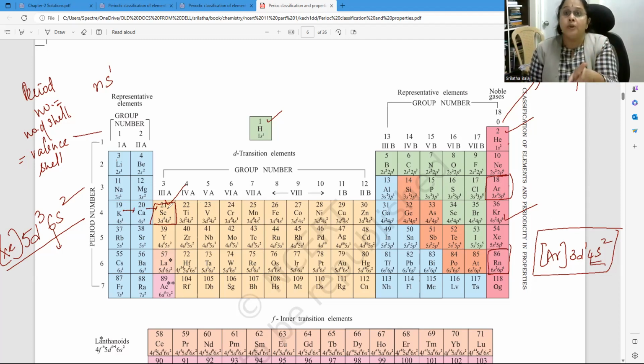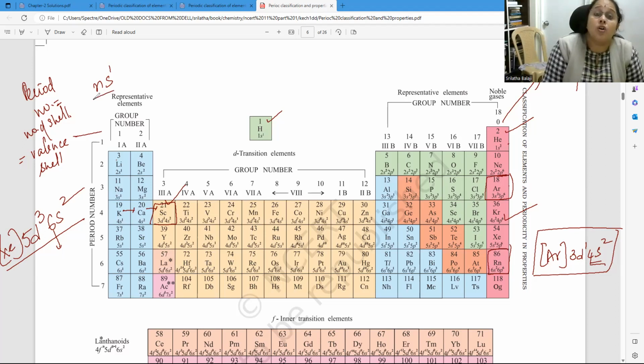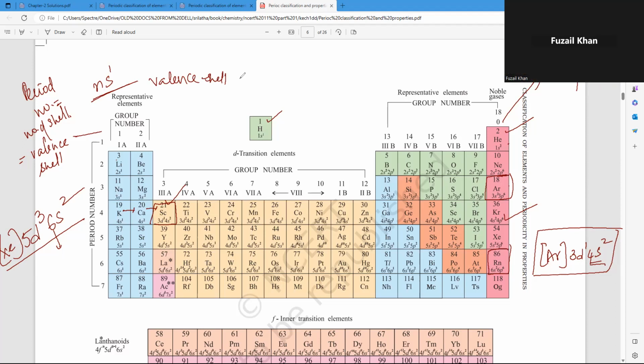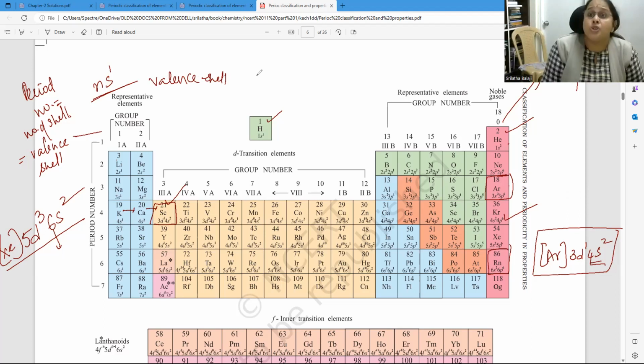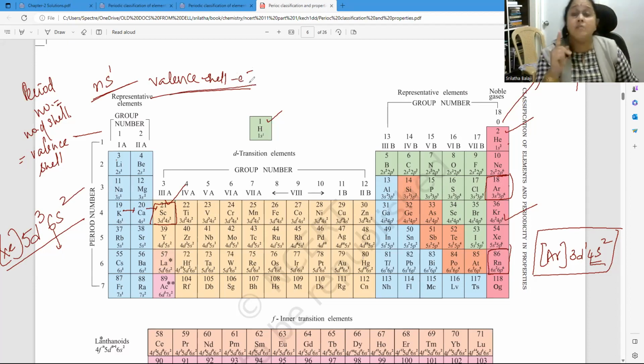Now coming to group. Yes, just now I said, what is it? Group, they will have same valence electron configuration, valence shell configuration. Again, what is valence shell? Outermost shell. You should not forget this word. Valence shell is outermost shell. Is it clear? So valence shell electrons will remain same. Therefore, the elements of the same group will have same valency.